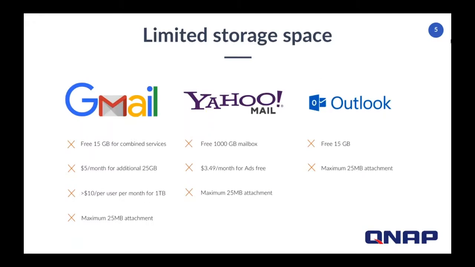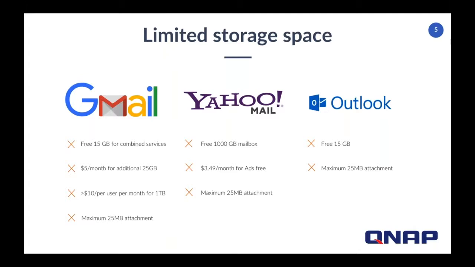So let's take a look at the landscape of email services and storage that's available. With Google, you get 15 gigabytes for combined services for free, with 25 additional gigabytes for $5 per month, or a terabyte of storage for $10 a month. And your attachments with Gmail can have a maximum size of 25 megabytes.